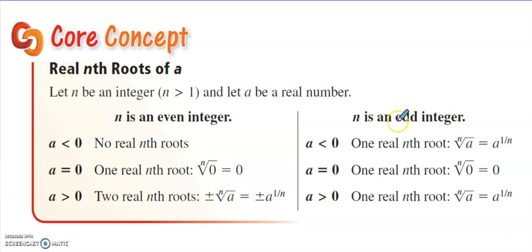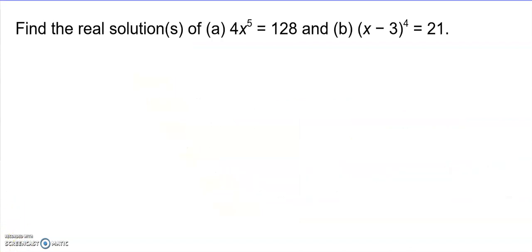If I have an odd index root, I don't do the plus or minus. I just leave it as if it was positive to begin with, it's positive. If it's negative to begin with, then it's negative. So that is all this is really telling us. We also know that if I have an even integer and the original number was negative, there's going to be an imaginary value. So that means no real roots, right? Imaginary are not real numbers. So that's what this is telling us. Okay, we're going to use this to help us solve equations.